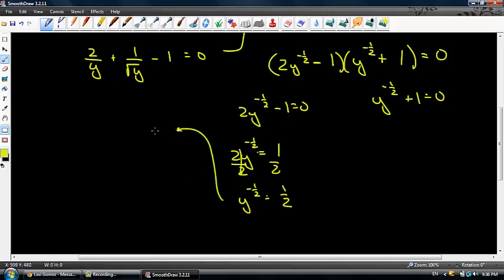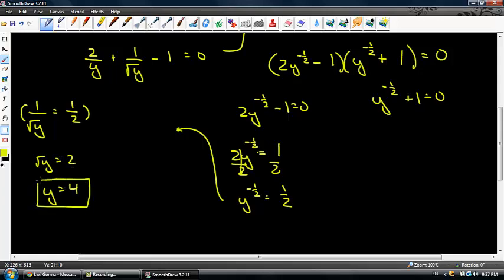What this really is, y to the negative 1/2, is 1 over rad y equals 1 over 2. I'm going to flip both sides. So rad y equals 2, so y equals 4. And I know I'm kind of all over the place with this problem. Sorry about that.